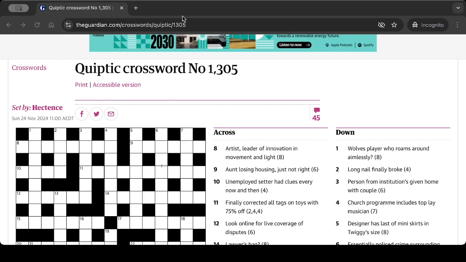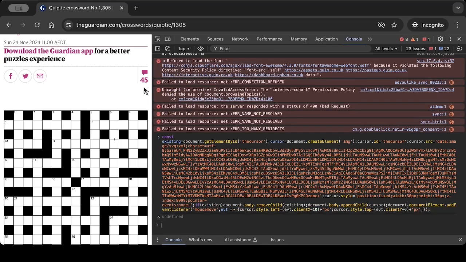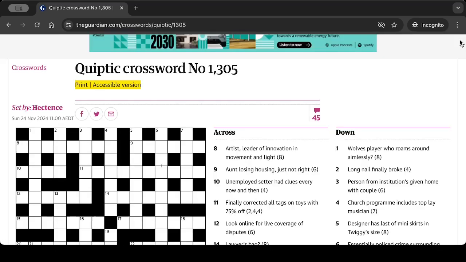I'm just going to run a little script that will show the cursor on the screen. So if you just give me 1 second, there we go. So you should be able to see the cursor now. Okay, let's get started.